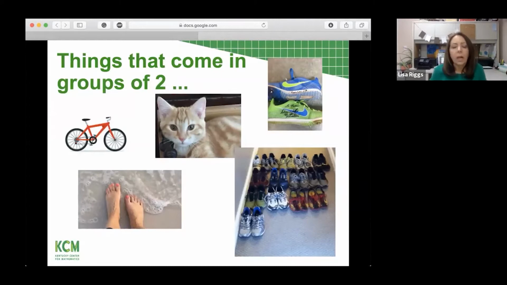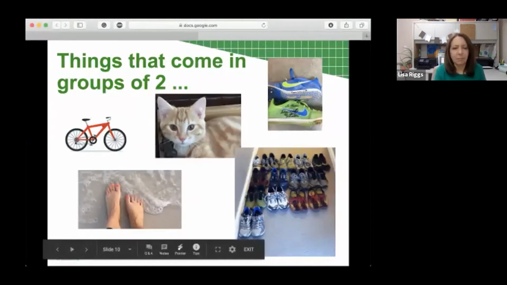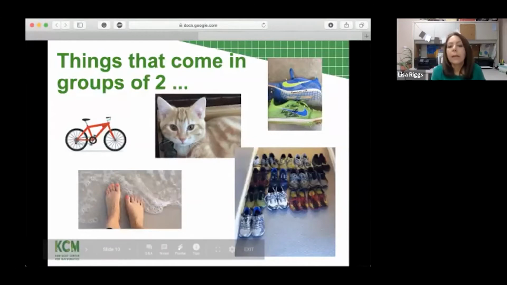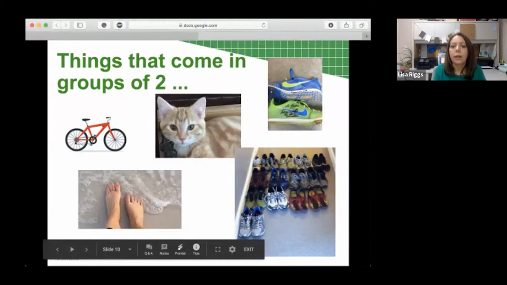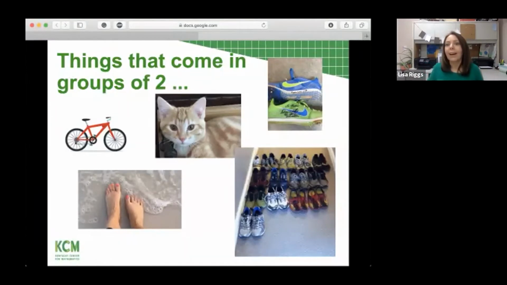So I just made a couple of slides just to give you an idea of some things that kids might think about. If they have a bicycle, tires come in two. If they have a pet, I thought my cat has 2 ears, my cat has 2 eyes. Everybody has 2 feet. Right? We wear 2 shoes, and for whatever reason, my son had a picture of all his running shoes. So I was like, okay, how many shoes in Nathan's collection of shoes? Okay, we could count the shoes by 2s to come up with the total of shoes.